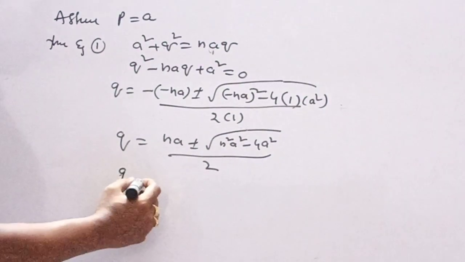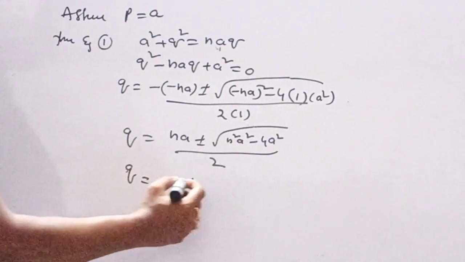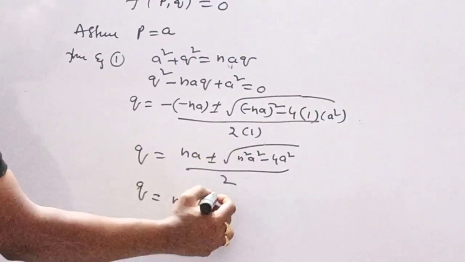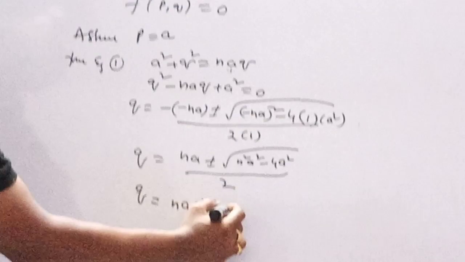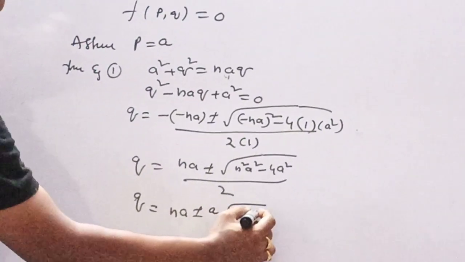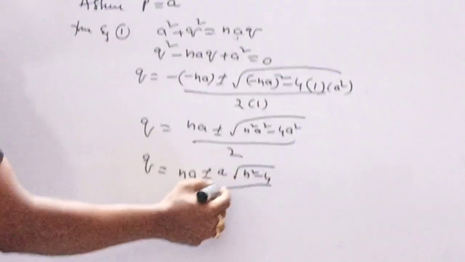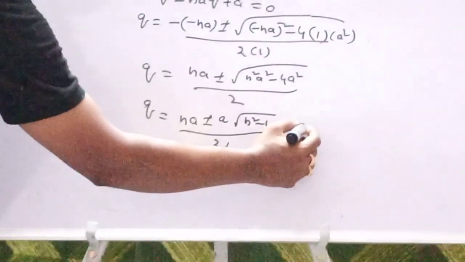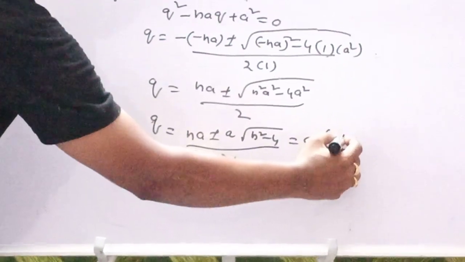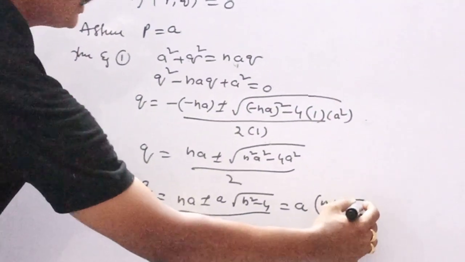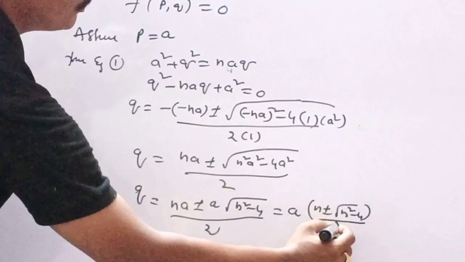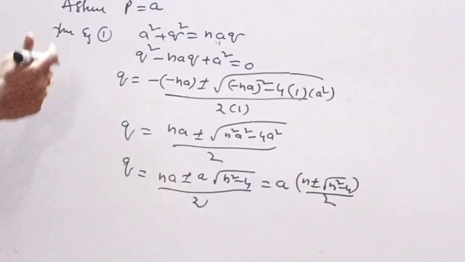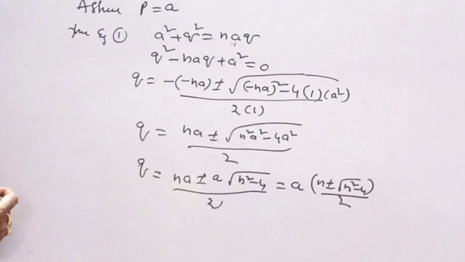Again rewriting, q = (na ± a√(n² − 4))/2, taking a² common. So q = a(n ± √(n² − 4))/2. This gives q in terms of a. Therefore, we already know the general solution.